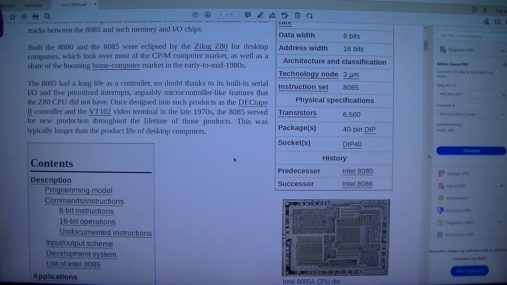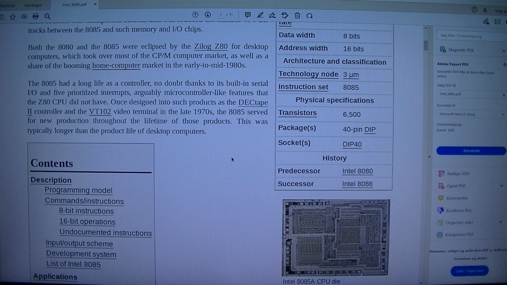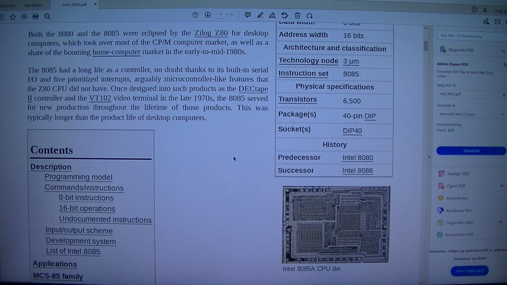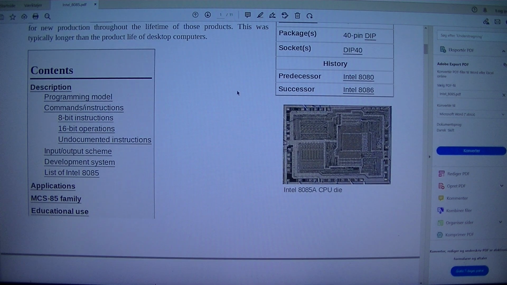Both the 8080 and the 8085 were eclipsed by the Zilog Z80 for desktop computers, which took over most of the CP/M computer market, as well as a share of the booming home computer market in the early to mid-1980s. The 8085 had a long life as a controller, no doubt thanks to its built-in serial I/O and 5 prioritized interrupts, arguably microcontroller-like features that the Z80 CPU did not have. Once designed into such products as the DEC tape controller and the VT102 video terminal in the late 1970s, the 8085 served for new production throughout the lifetime of those products. This was typically longer than the product life of desktop computers.